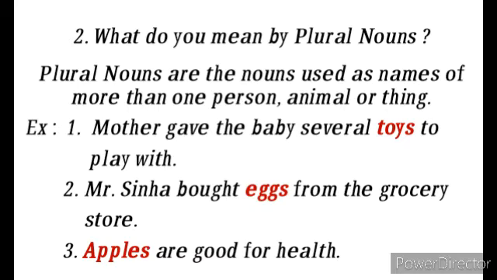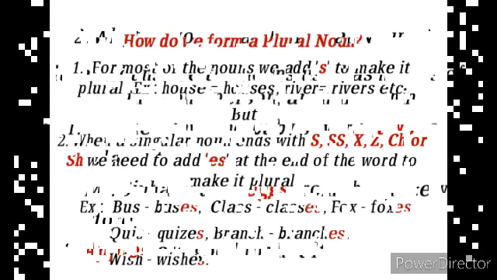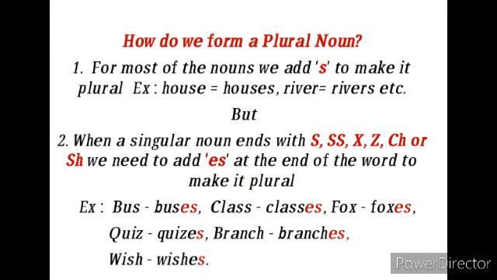You can see all the three highlighted nouns, toys, eggs, apples. All are more than one. So we can put them into plural nouns. Once again, let me tell you, plural nouns are the nouns used as names of more than one person, animal, or thing. So children, let me ask you, how would you form a plural noun?